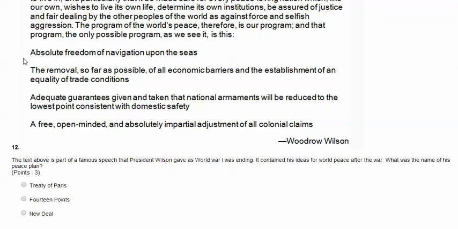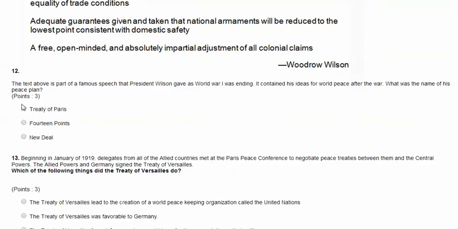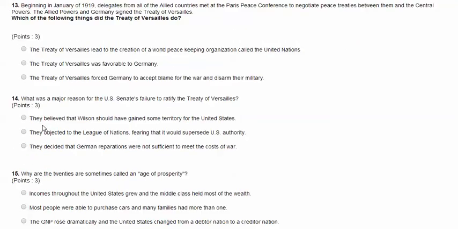These particular parts of Woodrow Wilson's plan for peace were listed in which: the Treaty of Paris, the 14 Points, or the New Deal? Number 13: beginning in January of 1919, delegates from all of the Allied countries met at the Paris Peace Conference to negotiate peace treaties between them and the Central Powers. The Allied powers and Germany signed the Treaty of Versailles.